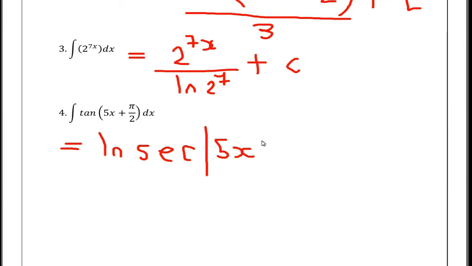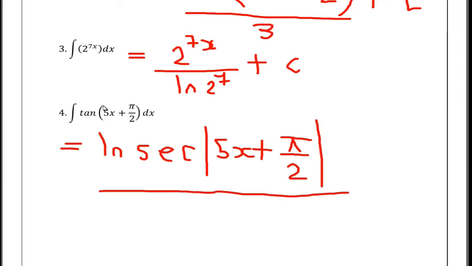ln sec 5x plus pi by 2. And all of this is going to be divided by our derivative of what's in the bracket, which is 5. So it's ln sec 5x plus pi by 2 divided by 5 plus some constant of integration. Very easy.